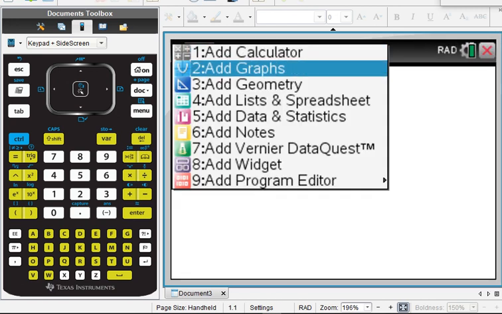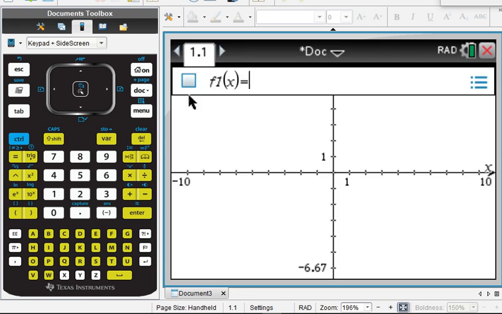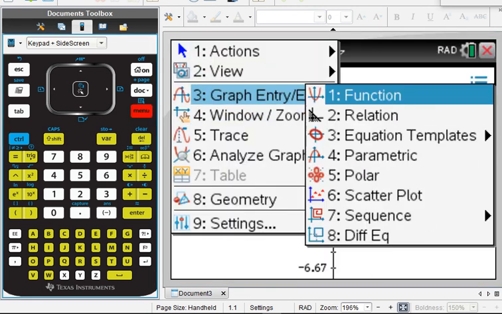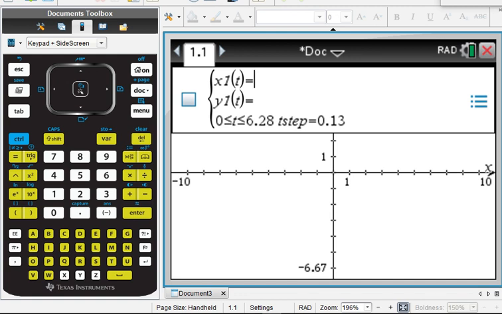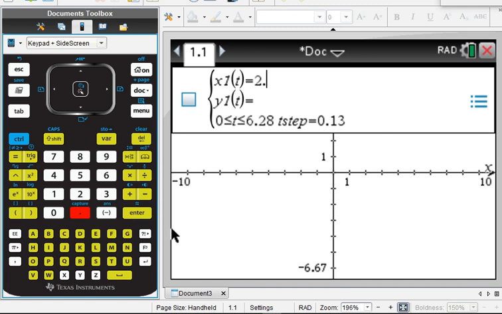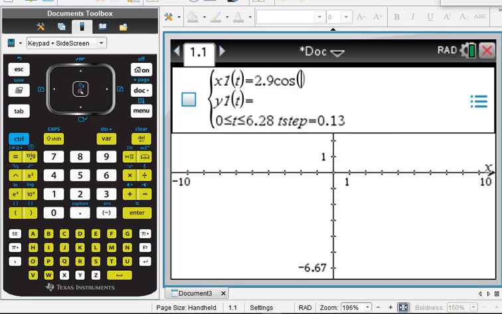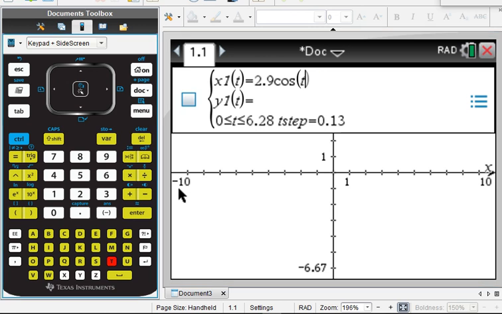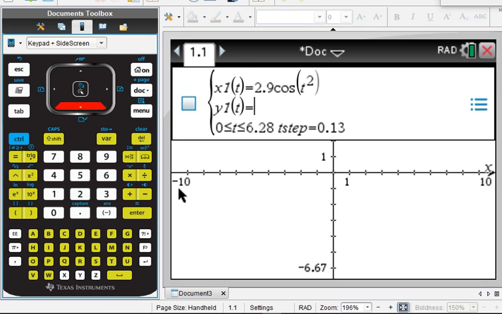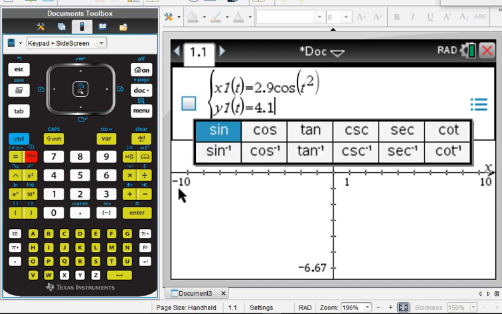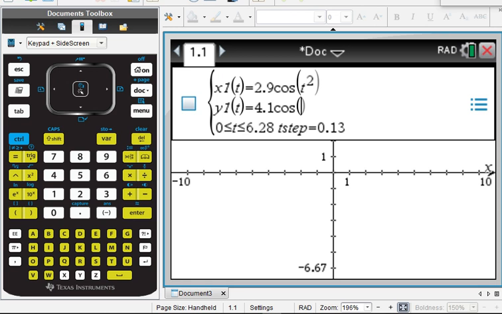New document, add graphs. Let's do the parametric right here. Graph entry edit, parametric. And enter in our two functions here for x1 and y1. So we've got 2.9 cosine of t squared, and y1 4.1 cosine of 2.5t.